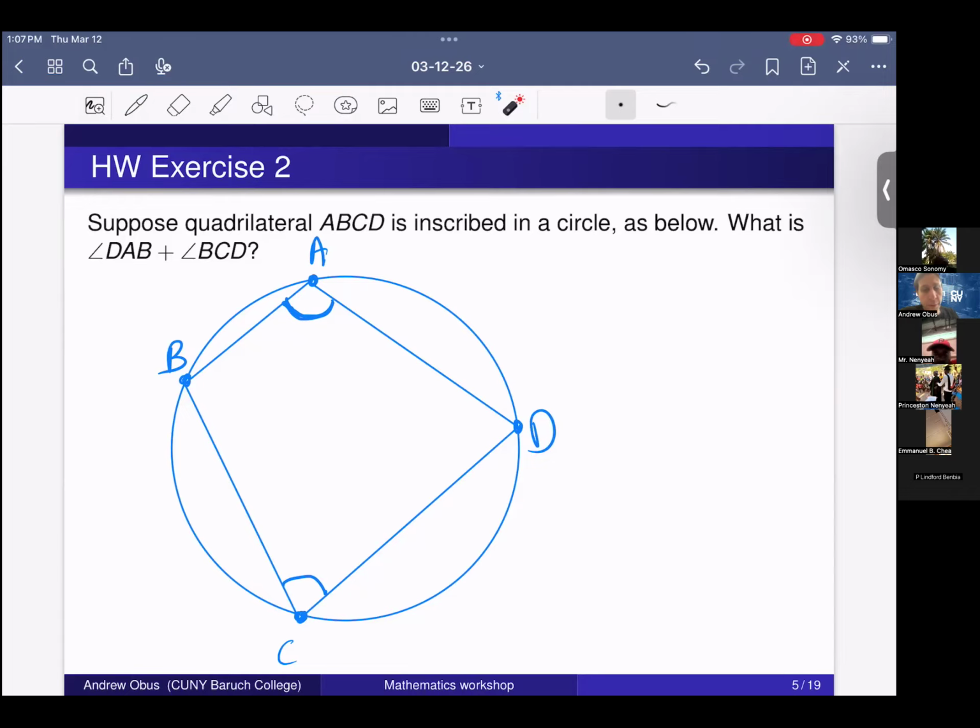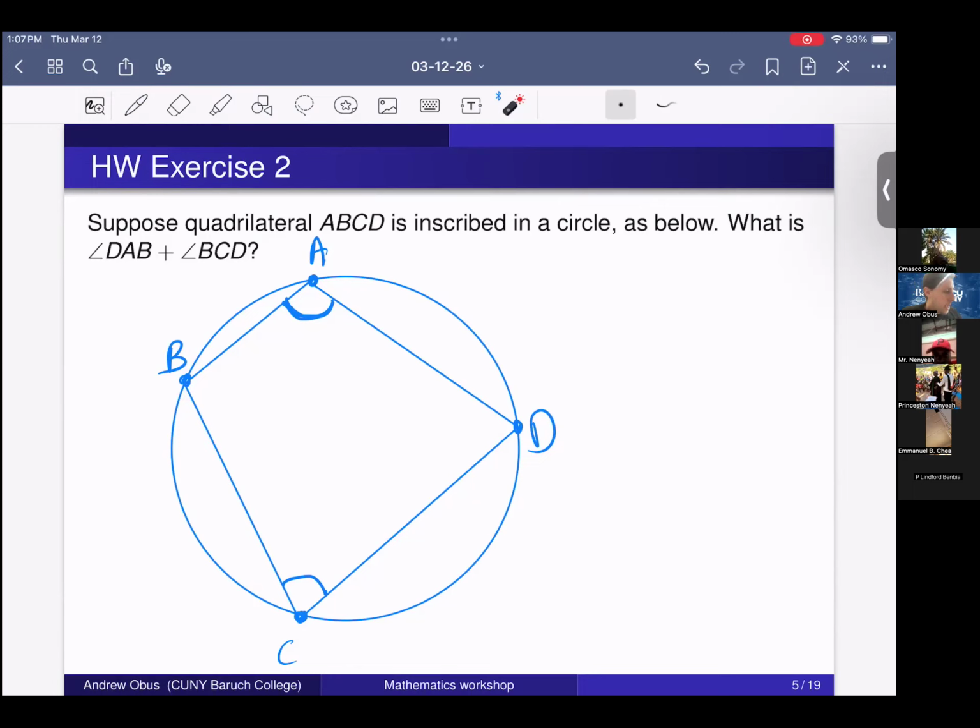Yes, Princeton? A quadrilateral that has been inscribed in a circle, they give you the 360 degrees. So, measure of angle A and C, the sum should be equal to 180 degrees.